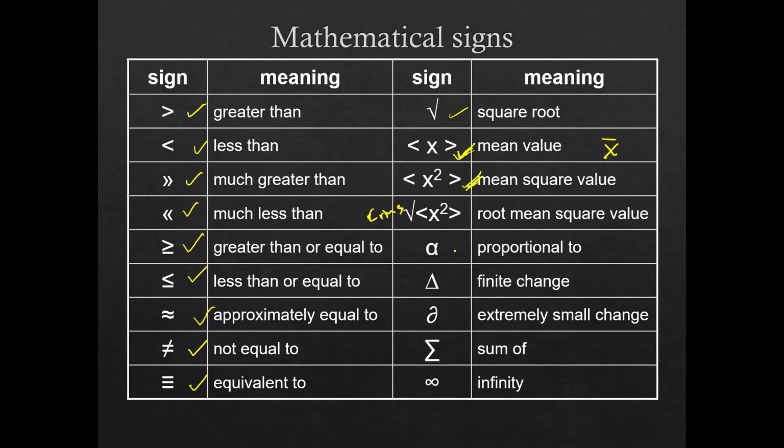Then we have the proportional symbol. This is for proportionality. For example, y is proportional to x, or y is inversely proportional to x. You know what these are, all mathematical expressions. So this means that y increases as x increases. This means that y increases as x reduces, and vice versa. This is for finite changes. I talked about it. This is for extremely small changes. And then this is for the sum. This is for infinity, among the many. So we shall be seeing all of these.